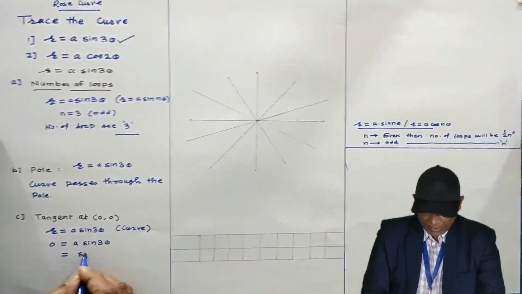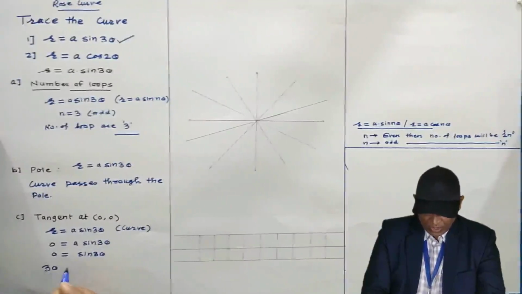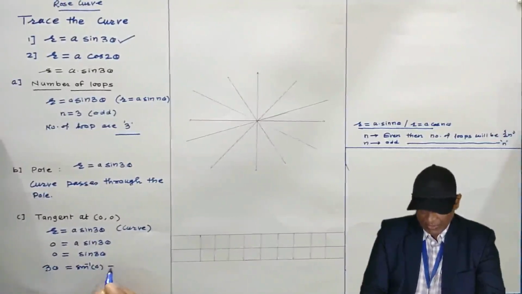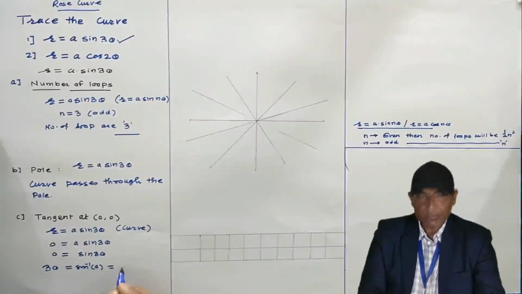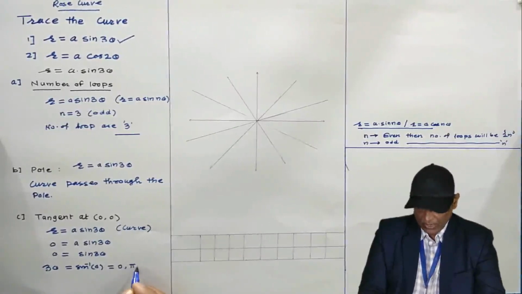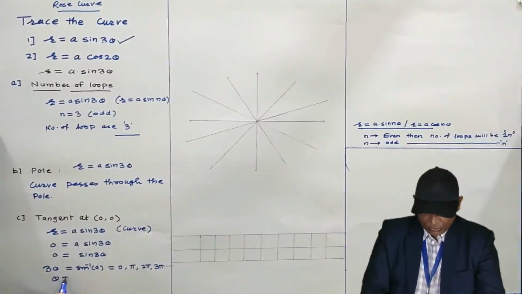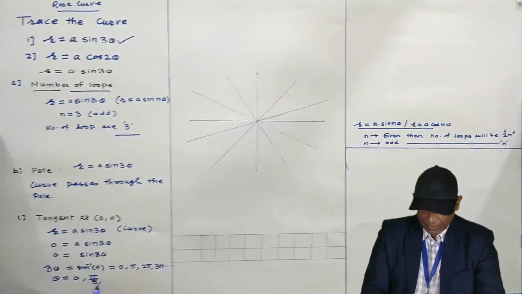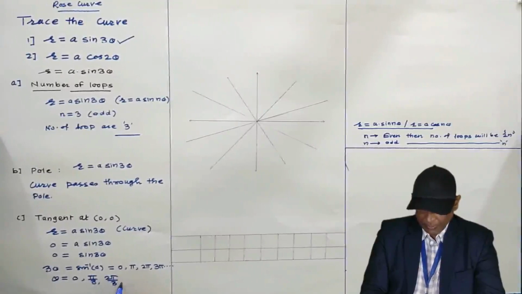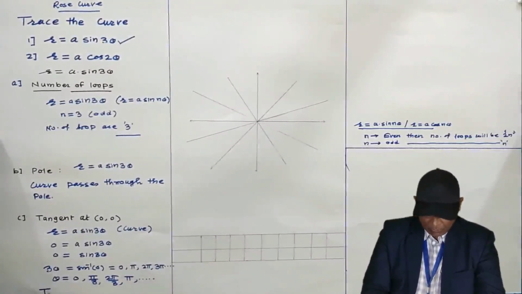If you substitute r equal to 0, then sin 3 theta equals 0. So 3 theta equals sin inverse of 0, and sin inverse 0 is a multivalued function: sin 0 is 0, sin pi is 0, sin 2 pi is 0, sin 3 pi is 0, and so on. Now these are the values of 3 theta. I am going to divide by 3: 0 by 3, then pi by 3, 2 pi by 3, 3 pi by 3, 4 pi by 3, and so on. These are the tangents at the pole.